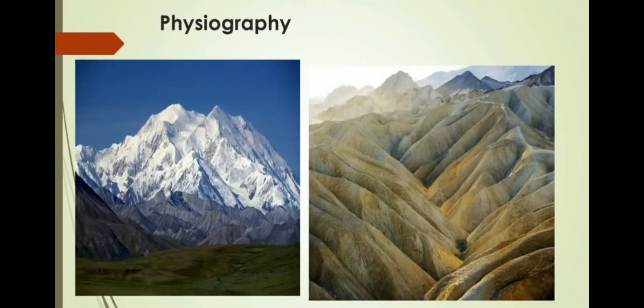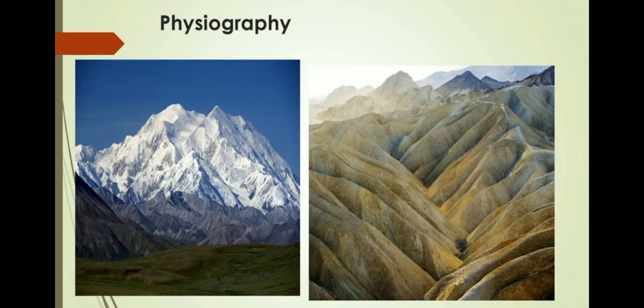Physiography. North America is a continent of great physical diversity. Mount McKinley is about 6,194 meters above sea level and is the highest peak. Death Valley is about 86 meters below sea level and is the lowest part of the continent of North America. It has some of the oldest and the youngest rocks in the world.